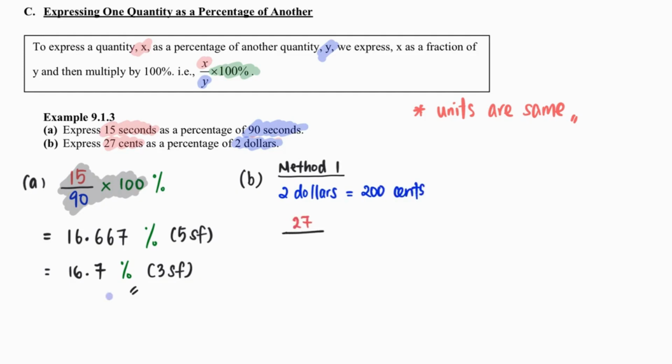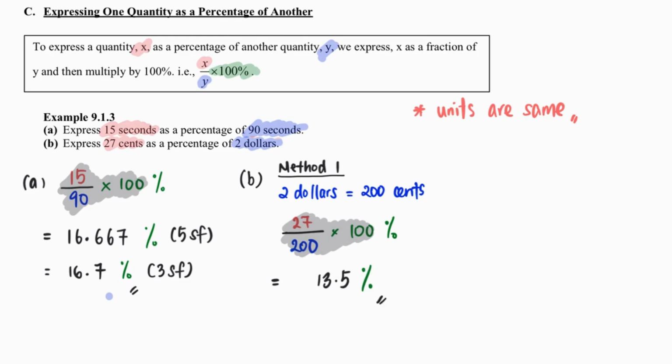27 over 200, and I multiply by 100%. And again, when I key in the values and calculate, I only need the value for this part here, which would be 13.5%. Done.